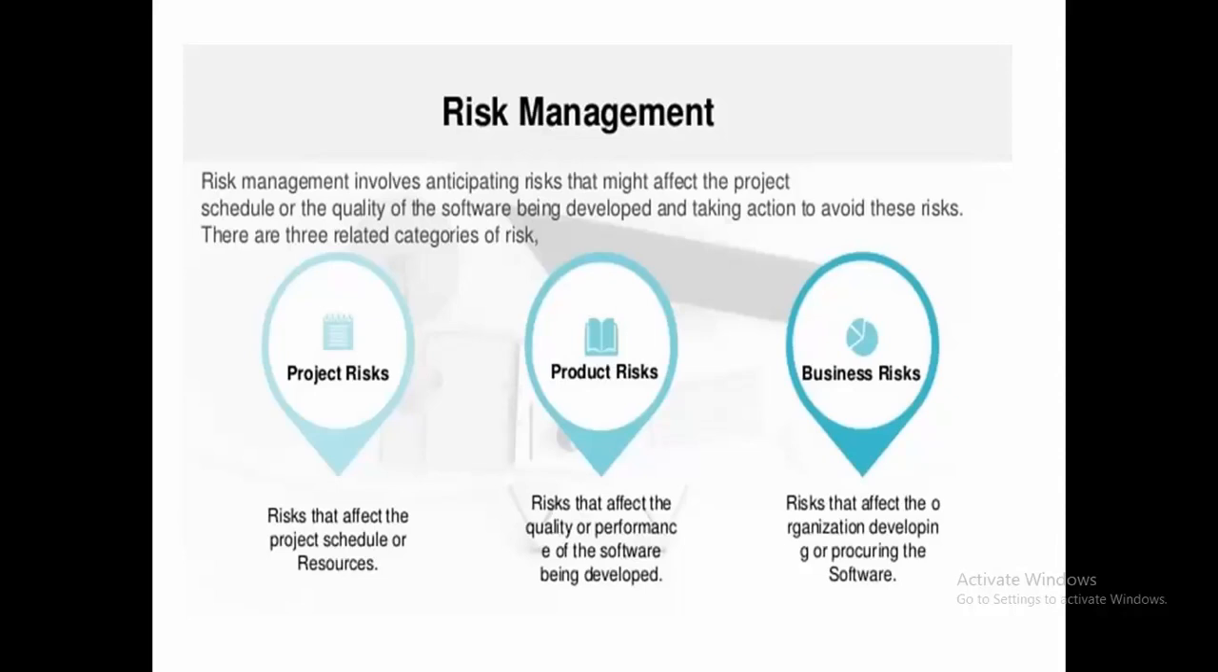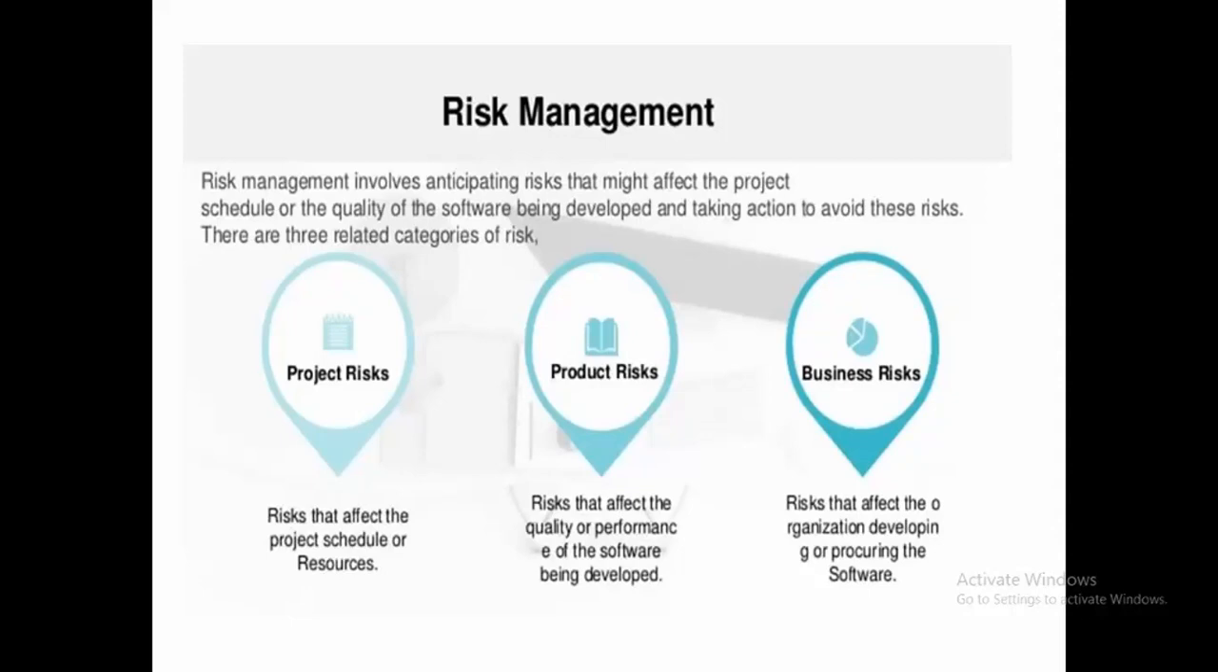First, project risk affects the project schedule or resources. Second, product risk means risk that affects the quality or performance of the software being developed. Third, business risk affects the organization developing or producing the software.